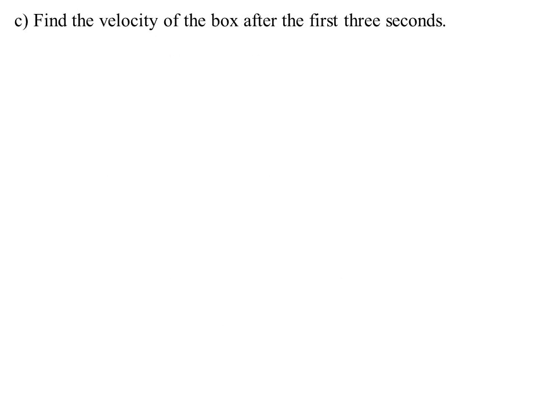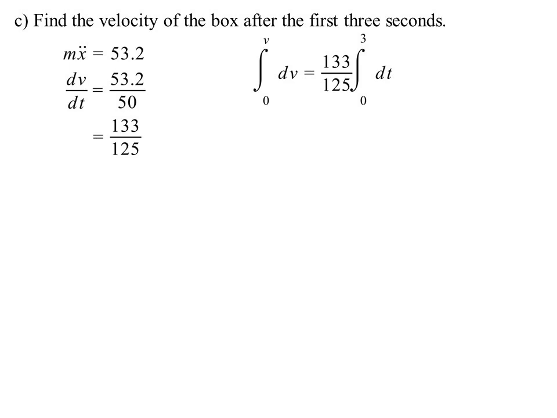Then they want us to find the velocity of the box after the first 3 seconds. Resultant force we now know is 53.2. The mass was 50, so I know dv/dt is this constant number. Well, I suppose I don't need to use integration because it's a constant, but I will anyway. Separate the variables. 0 to v and 0 to 3. Bingo, there it is. 133/125 times 3.